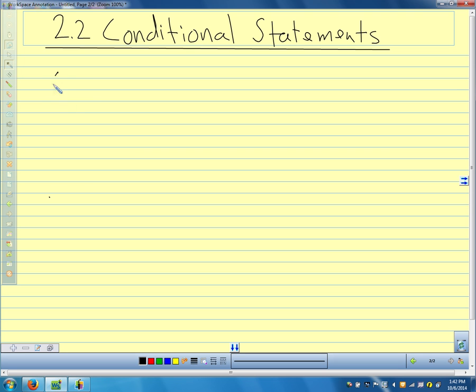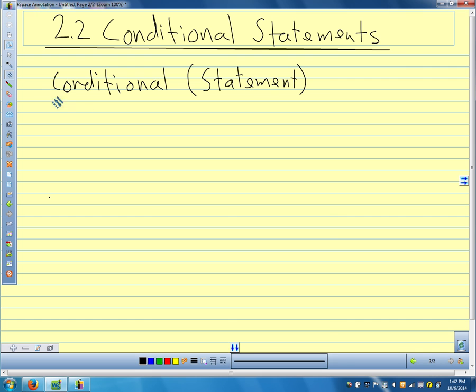Conditionals is our first. We use the word conditional, and we kind of use it interchangeably with conditional statement. So I'm going to put statement in parentheses. A conditional statement is a statement that we write in the form if and then. So we're going to say an if-then statement.